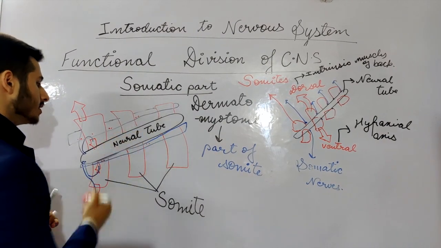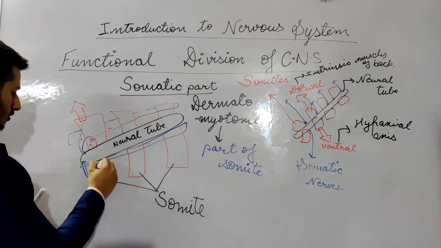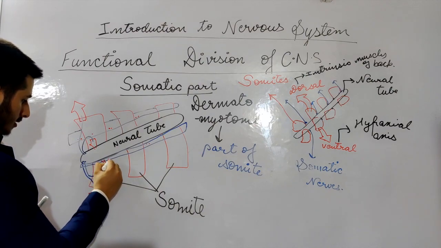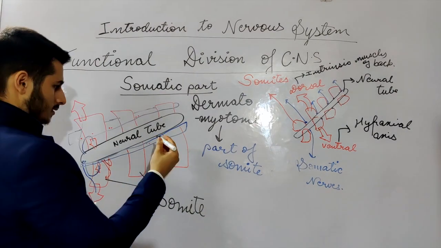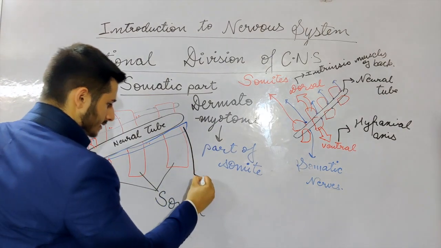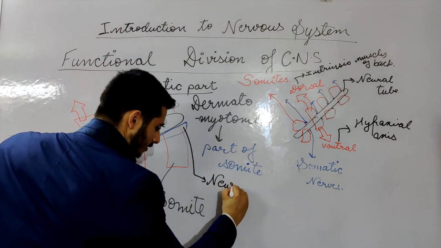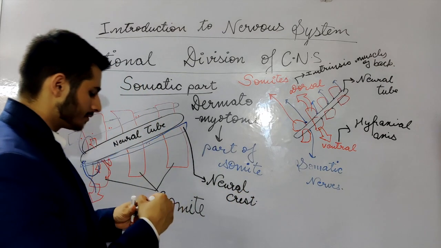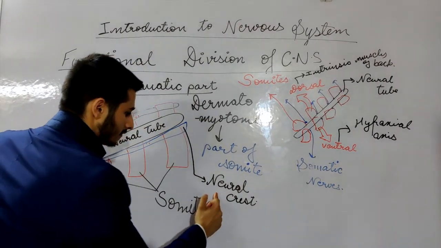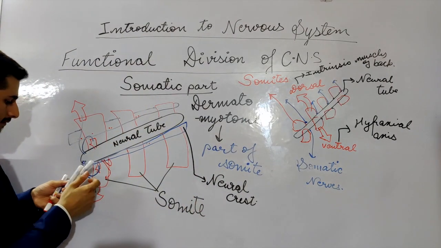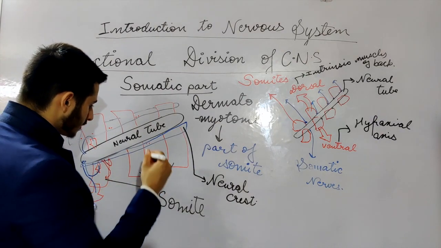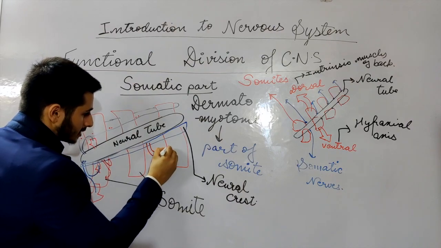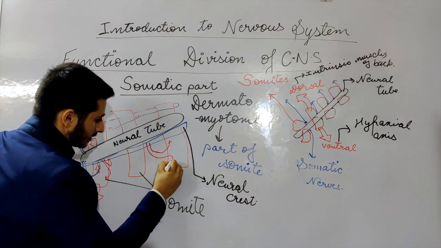So cells from the neural crest also pass into these dermatomyotomes, medially and laterally. A neural crest gives rise to the neural tube. It helps in the formation of the neural tube, and the derivatives from the neural crest cells, I'll show you here again, also pass medially and laterally.